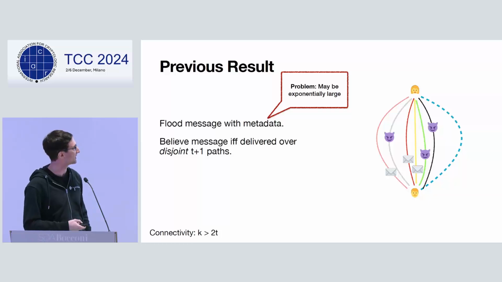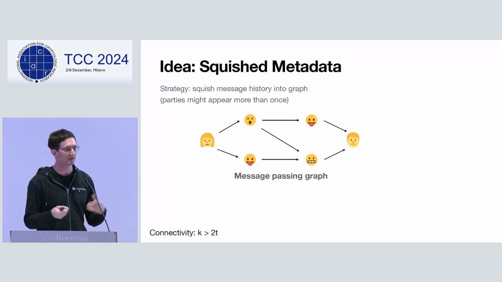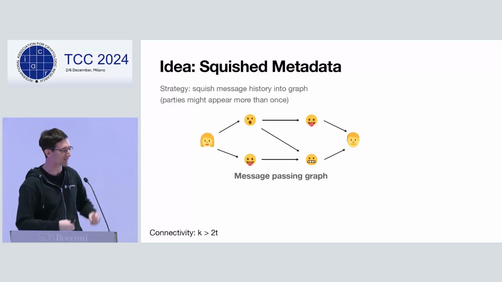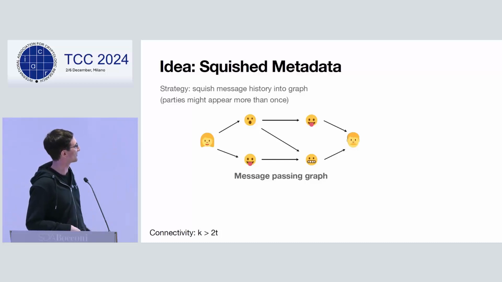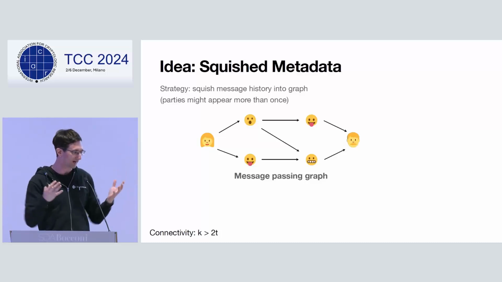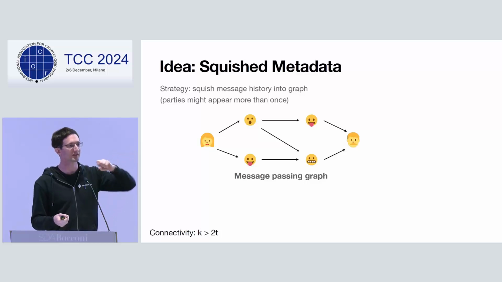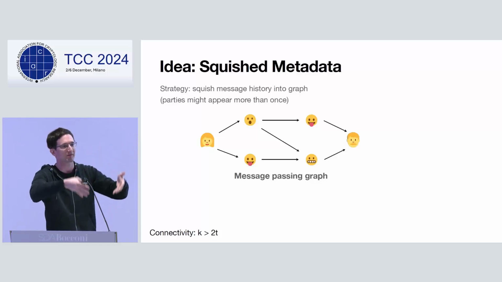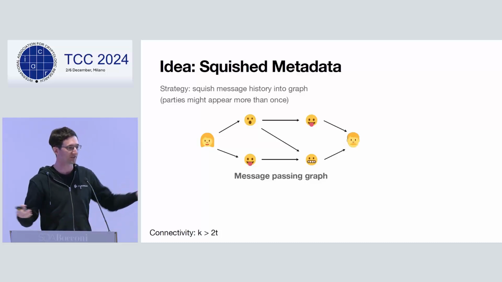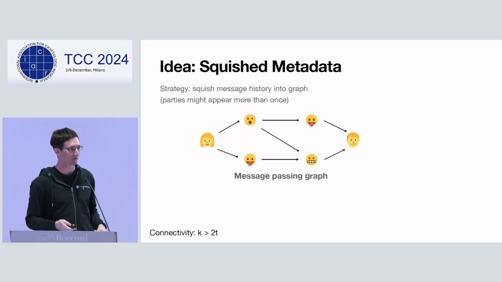What can we do? We can try to squeeze it down. So instead of having a separate metadata for each message that goes over a path, we try to squeeze it down into what we could call a message passing graph. So if I receive the same message from two different sides, I'll combine the metadata. So in the end, what Bob receives is a message plus a graph over which this message traveled to him. And of course, he gets that for potentially many different messages. And now the question is, how do we find the right one?